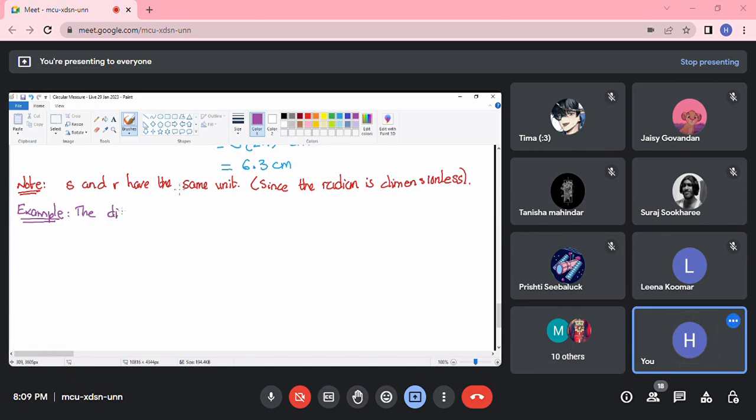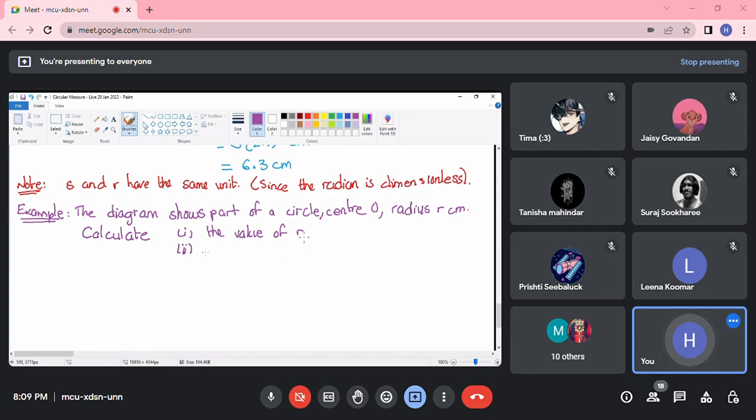The diagram shows part of a circle, center O, radius R centimeter. Okay, so in this question we are asked to calculate first part the value of R, that is the radius, and secondly angle BOC in radians. Donc, let's see the diagram qu'il nous donne avant.